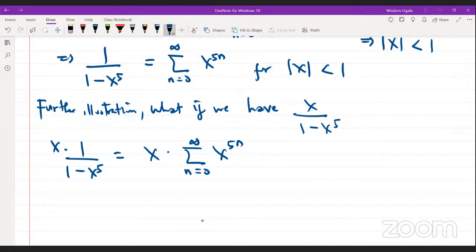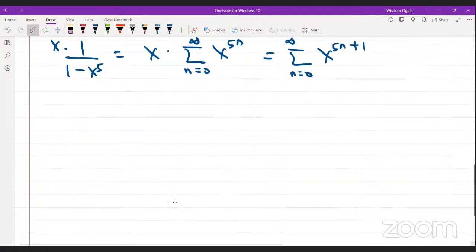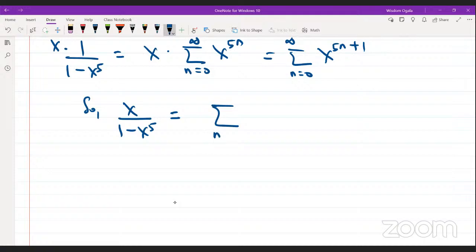Now, of course, this x can multiply into the sum. So I'm going to have n from 0 to infinity of x to the 5n plus 1, by the law of indices. So finally, x divided by 1 minus x to the fifth is equal to this sum. So you can now see that you can write a function as a power series.